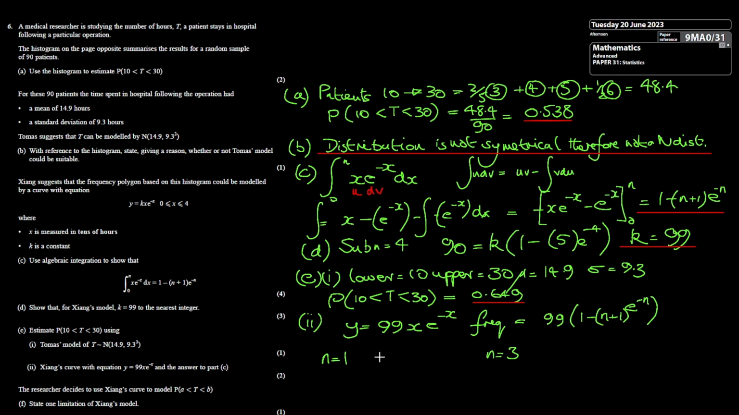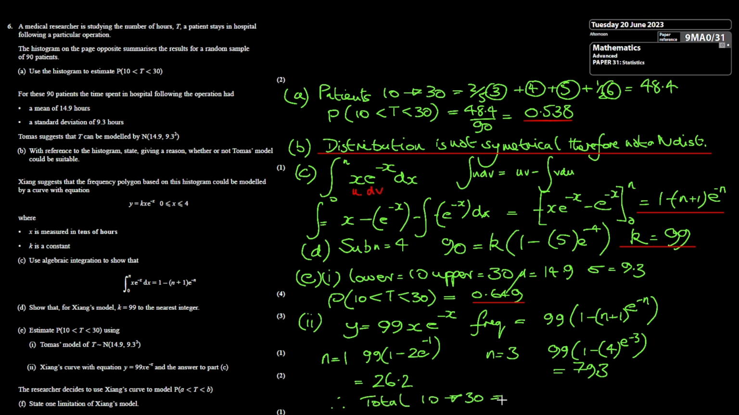Let's do n equals 1 first, and this turns out to be 26.2. Now with n is equal to 3, I get a result of 79.3. So therefore the total between 10 and 30 is equal to 53.1. So the probability of being within that limit by this model is equal to this number divided by 90, which is equal to 0.590. And that's the answer to part 2.